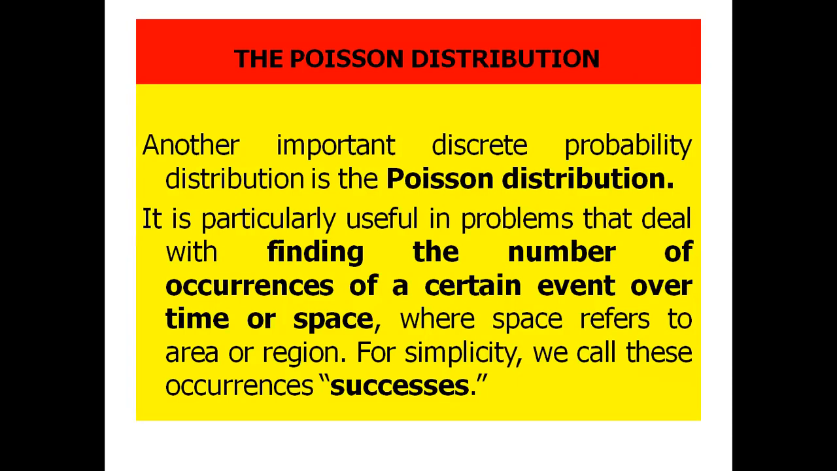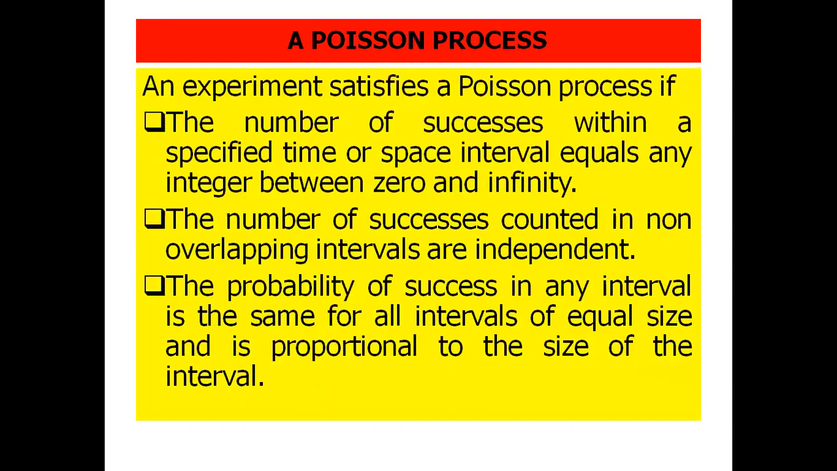Now, Poisson distributions are useful in problems that deal with finding the number of occurrences of a certain event over time or space, where space refers to area or region. And for simplicity, we call these occurrences successes.